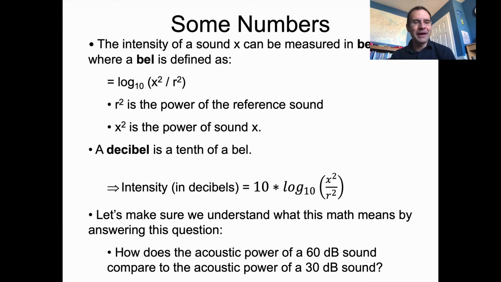And the way I want to talk about it today, normally I write this equation on the board and then ask people if they can really understand what it means by asking this question: how does the acoustic power of a 60 dB sound compare to the acoustic power of a 30 dB sound? There might be a few people who feel comfortable saying what the answer is right away. Normally that's not the case though, so normally we walk through the math of how these two sounds compare on the board.